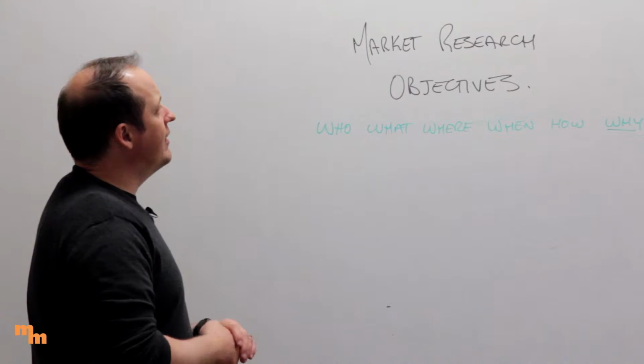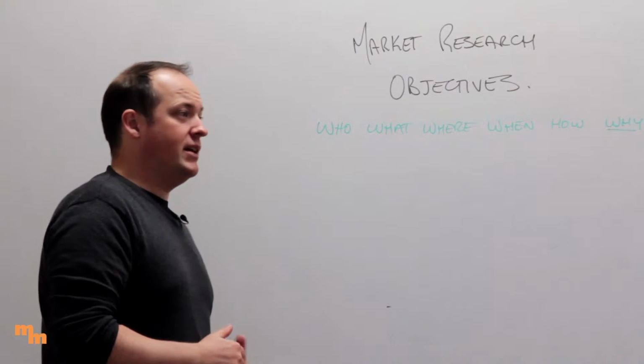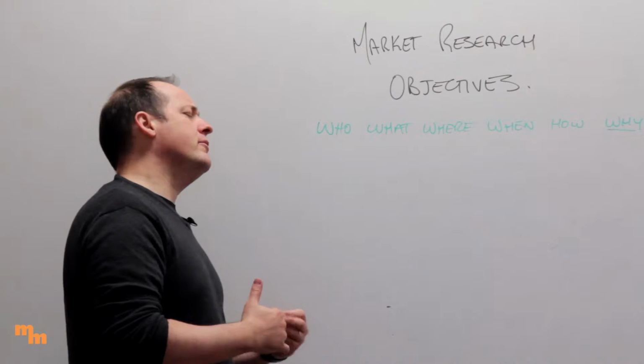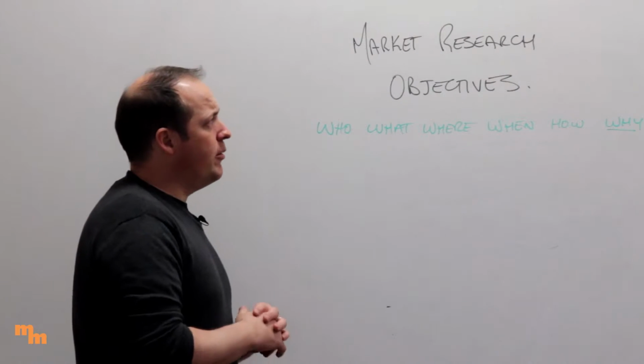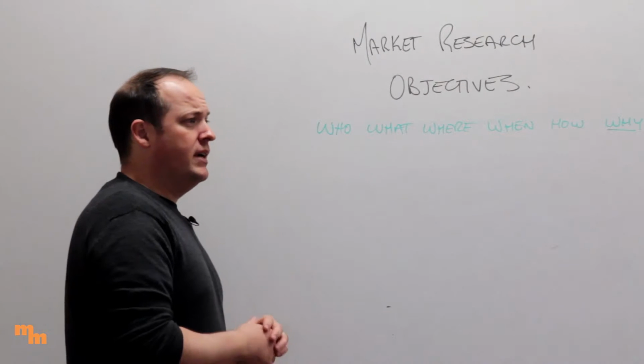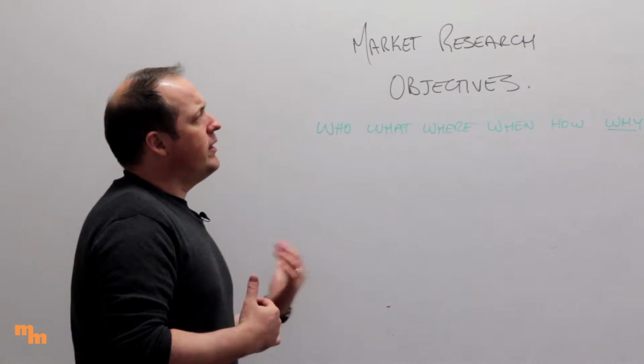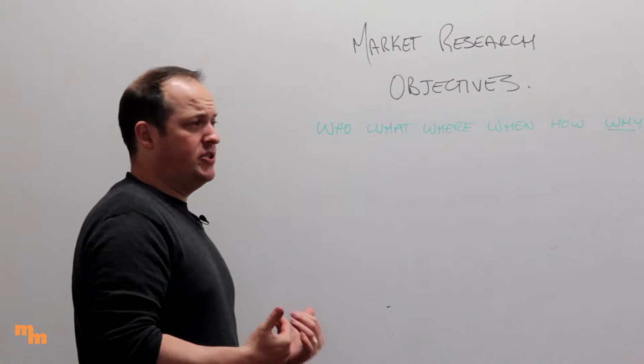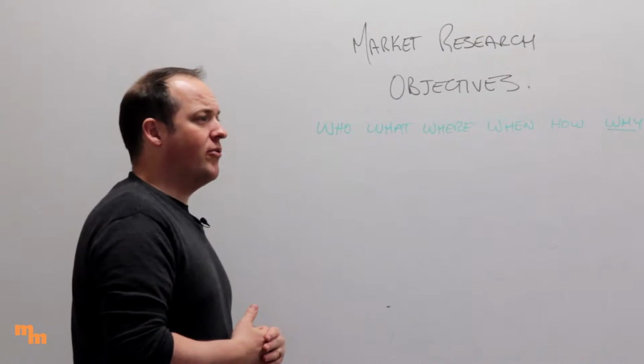Okay, so now what we're going to have a look at is your market research objectives. In the market research objectives, what we're trying to look at is, well, what information do you need to help you make some decisions in your business? One of the things we need to consider is, how much time and effort should we be investing in answering a question? So we need to make sure we're asking the right questions.